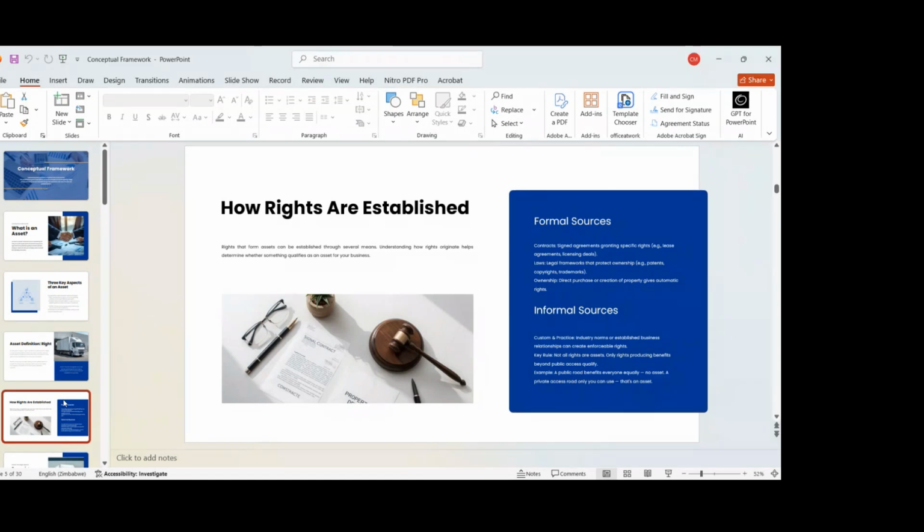Key rule, team: not all rights are assets. For a right to be an asset, it should produce benefits beyond public access. Example, think of a public road. It benefits everyone equally, so there is no asset. But a private access road that only you can use, or if you go to your local resort and you have the right to enter, in that circumstance it becomes an asset. Happy days.